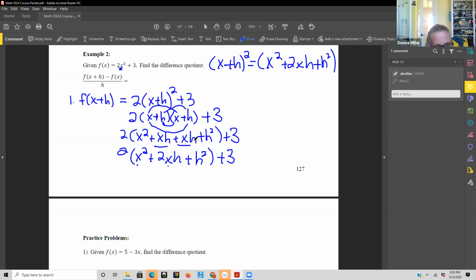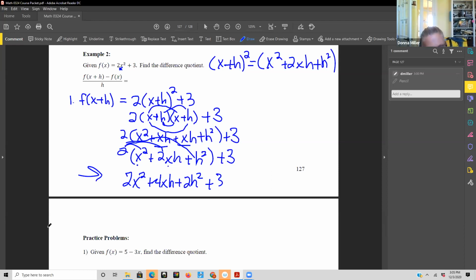So if I multiply everything by 2, now I distribute the 2. I get 2x squared plus 4xh plus 2h squared plus 3. All right, so this is my final f of x plus h.